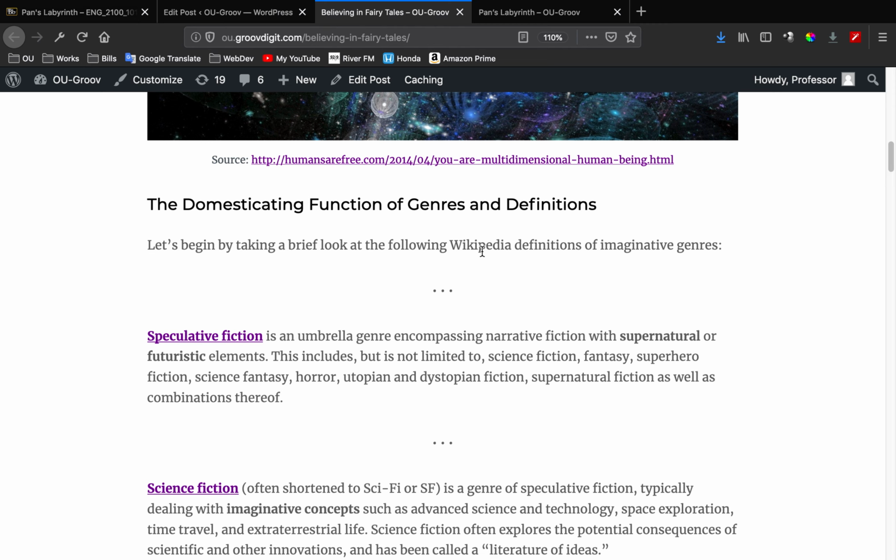The domesticating function of genres and definitions. Let's begin by taking a brief look at the following Wikipedia definitions of imaginative genres. Speculative fiction is an umbrella genre encompassing narrative fiction with supernatural or futuristic elements. This includes, but is not limited to, science fiction, fantasy, superhero fiction, science fantasy, horror, utopian and dystopian fiction, supernatural fiction, as well as combinations thereof. And in our course, we'll be using works that relate to almost every one of these.